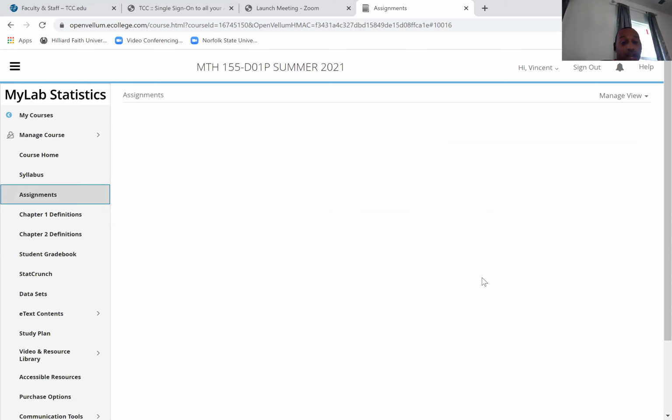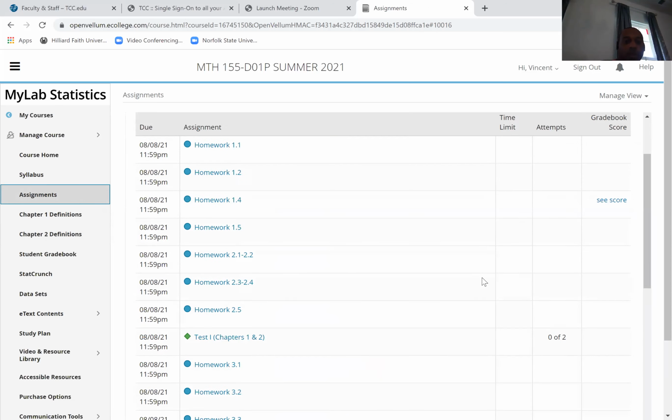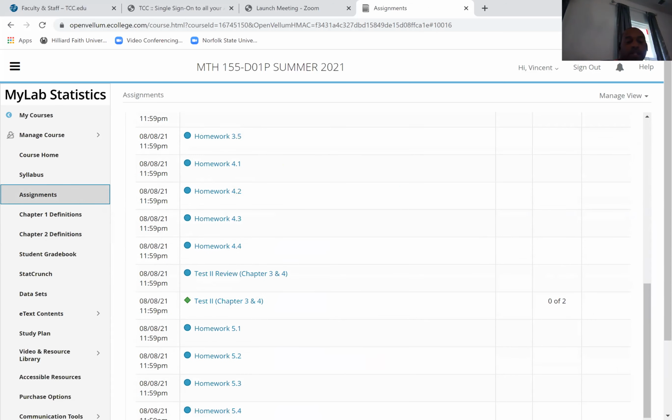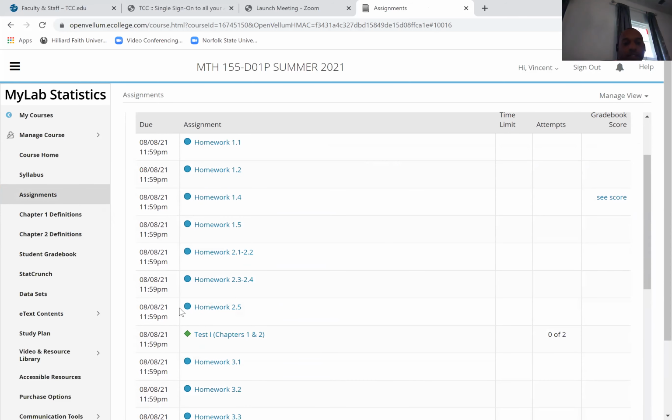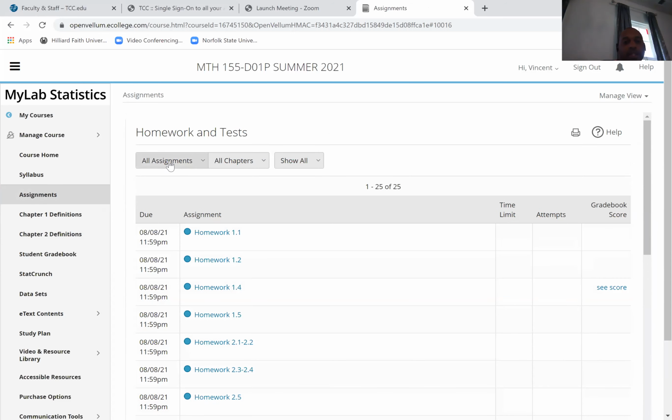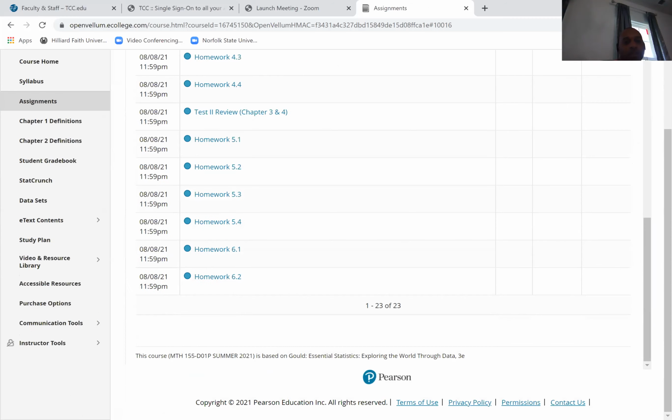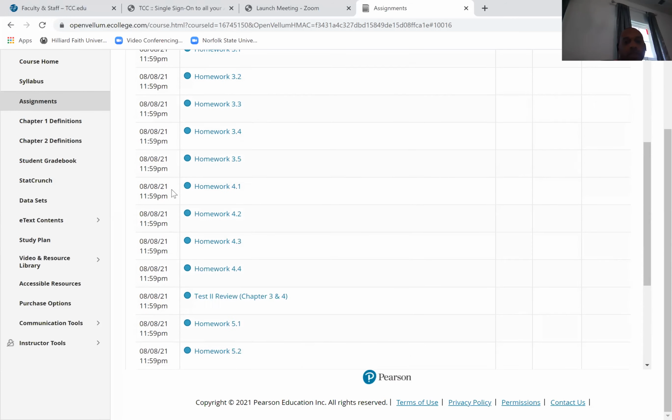And then right here, your assignments, all of your homework assignments and tests will be right here. Notice how the tests have this green diamond. If you do not see tests, then that means that your assignment is just clicked on homework. So if you just click on homework, then that's all you'll see is homework.